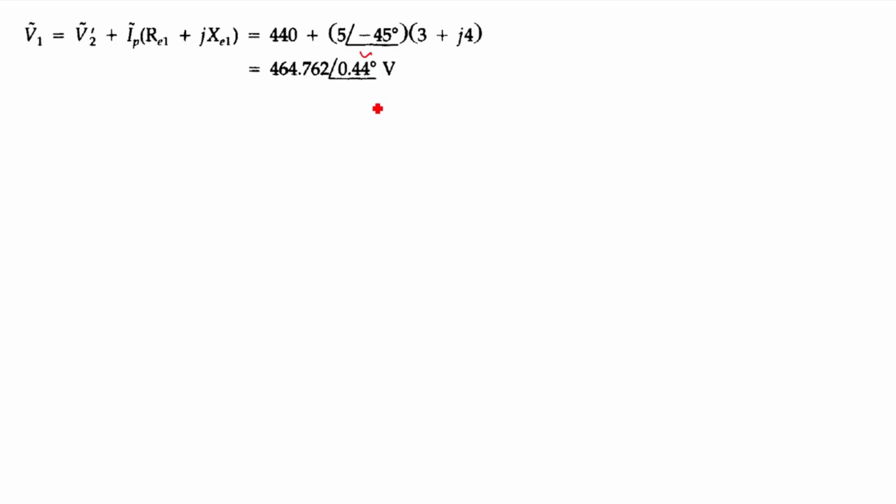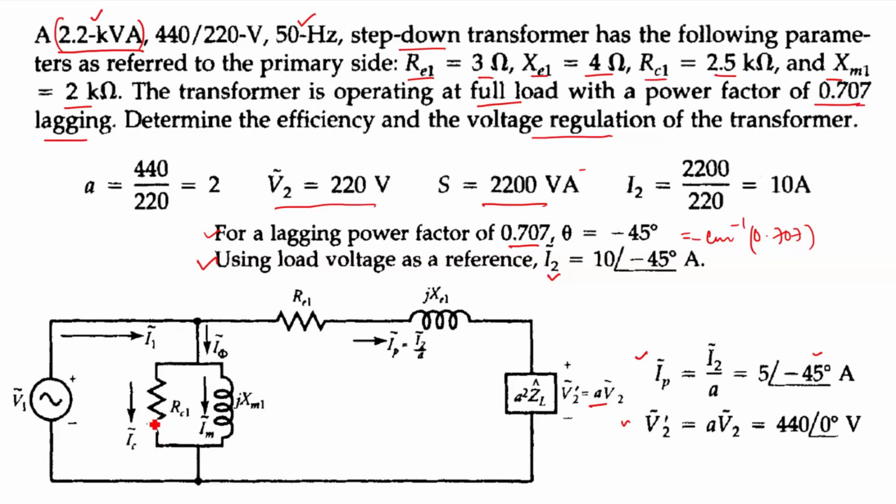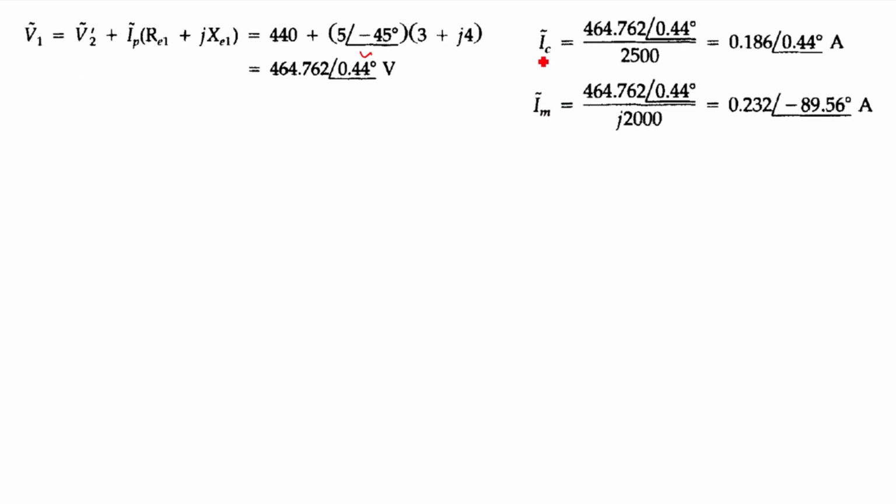So now after finding V1 from the circuit, you can find IC and IM, because IC is nothing but V1 by RC1 and IM is nothing but V1 by jXM1, right? So similarly I can proceed: IC equal to V1 by RC1, and this is your V1 by jXM1. That will give me 0.186 ampere, very less current, angle 0.44 degree, and IM is 0.232 angle minus 89.56, right?